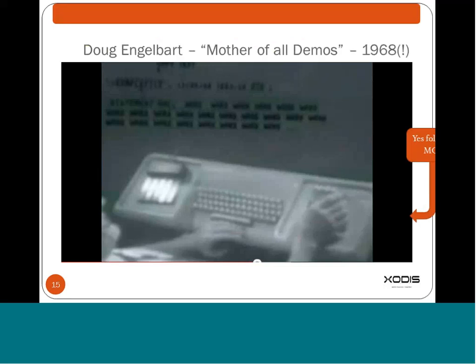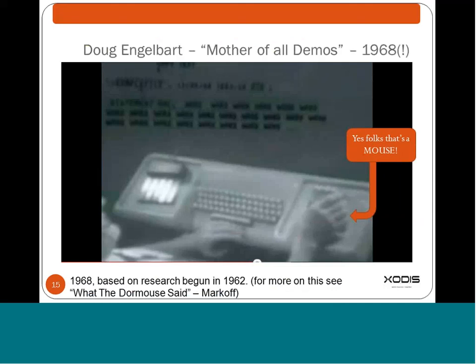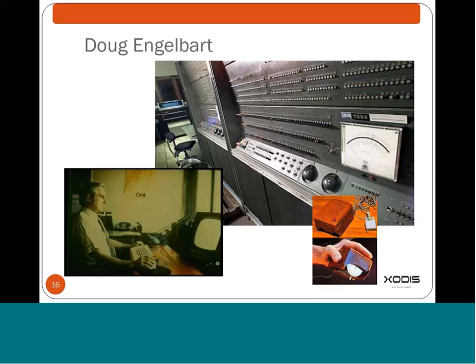I actually have a video of this. You can see it on YouTube. You can see the whole thing. Actually, I think there's several. It's broken up into parts. It's actually very bad old video. But here he is using a mouse on a mainframe in 1968. A good book about this whole story is called What the Dormouse Said by Markoff. And there's the YouTube link.